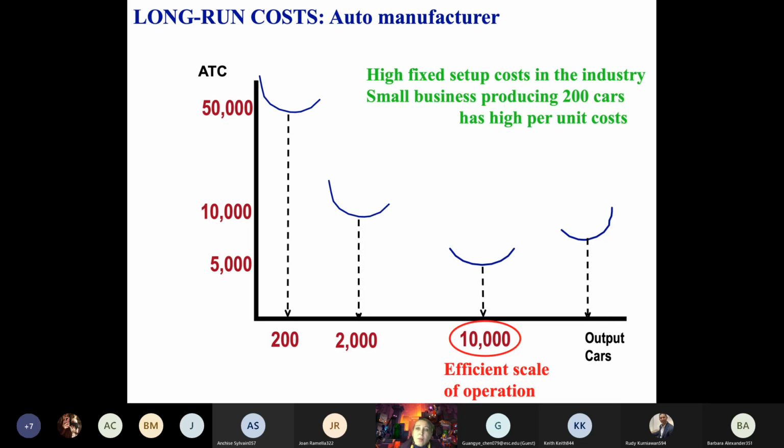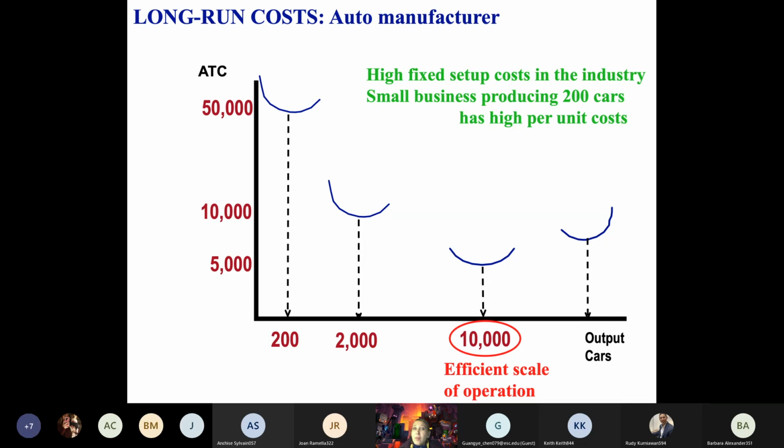To start their own car manufacturing operation, there is a huge fixed setup cost of production, suppose it's millions of dollars. And to produce the first 200 cars, if you were to stop at that point, then you would have to spread the millions of dollars that you've spent on setting up the business onto 100 cars, right? So that will be $50,000 per car.